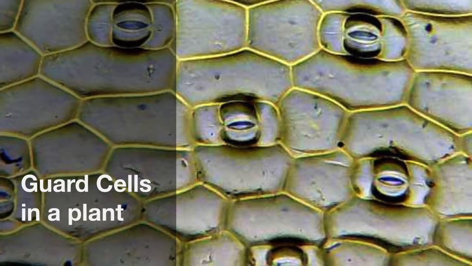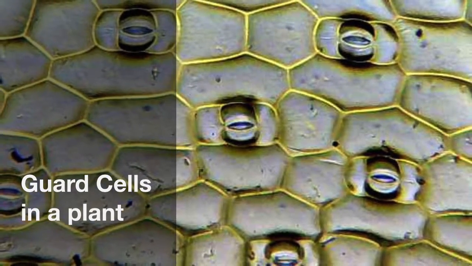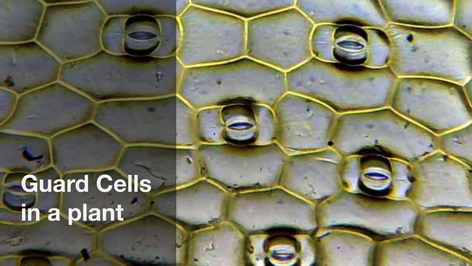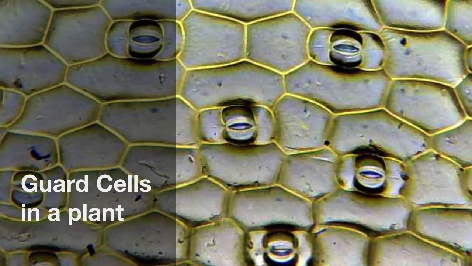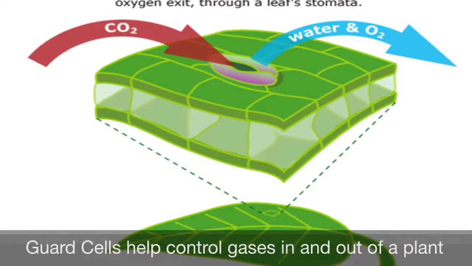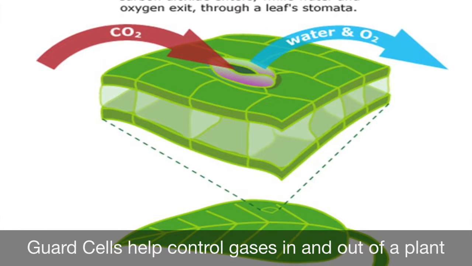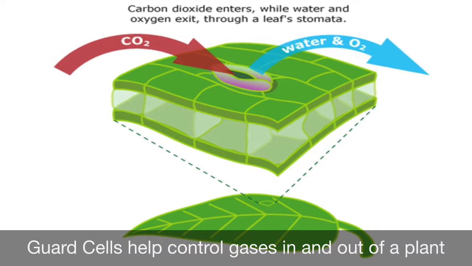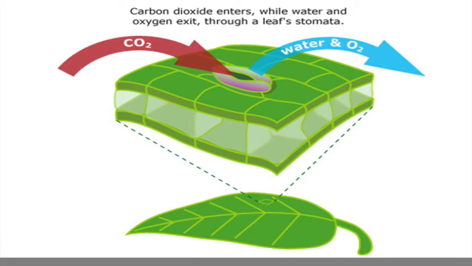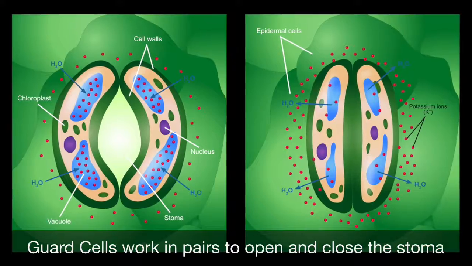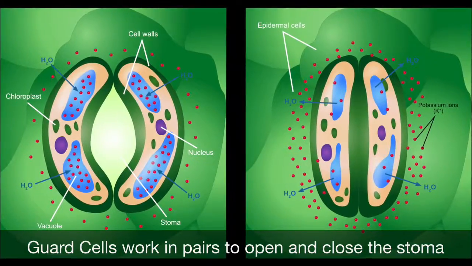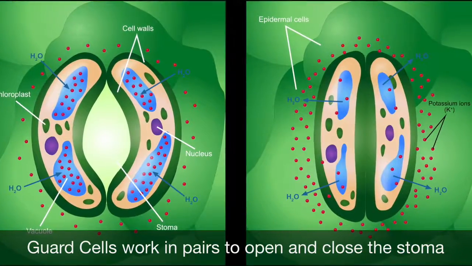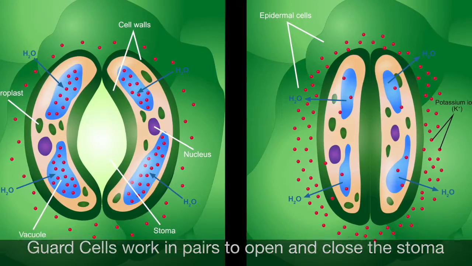I have chosen a guard cell as my specialized plant cell to study. Guard cells have an important role to play in the functioning of plants. They control the opening and closing of the stoma, which allow gases to come in and out so the plant can photosynthesize and produce food for it to grow. Guard cells occur in pairs. They have an outer cell wall that contains the nucleus, chloroplast, and vacuole organelles.